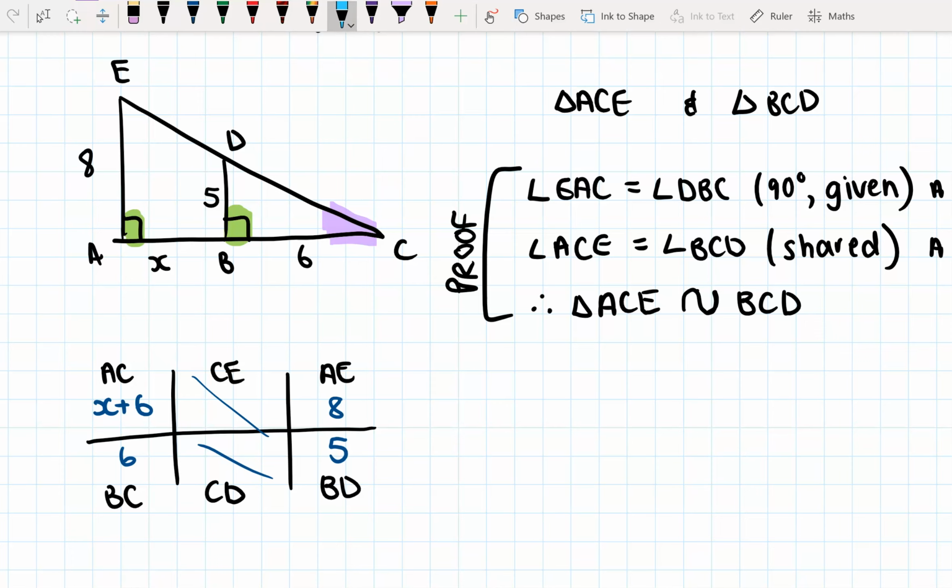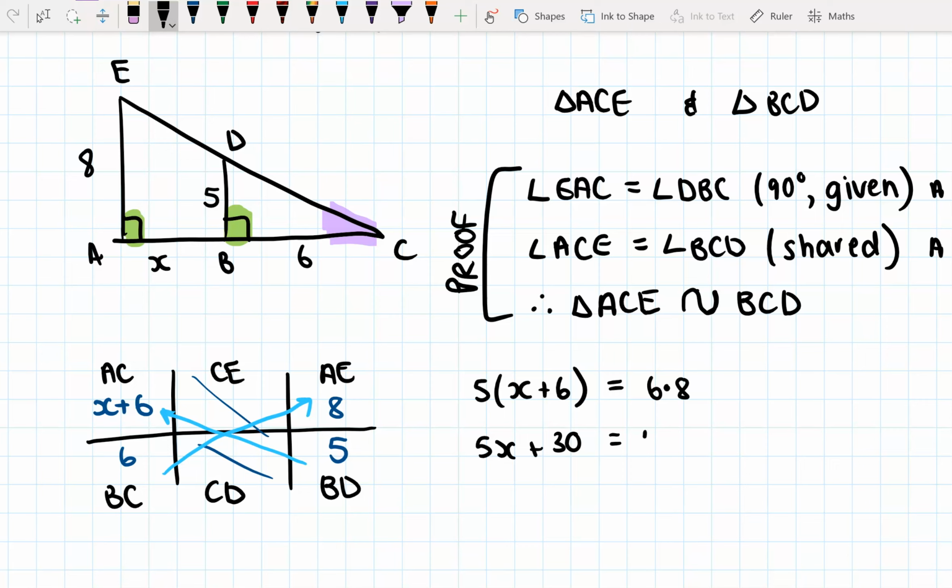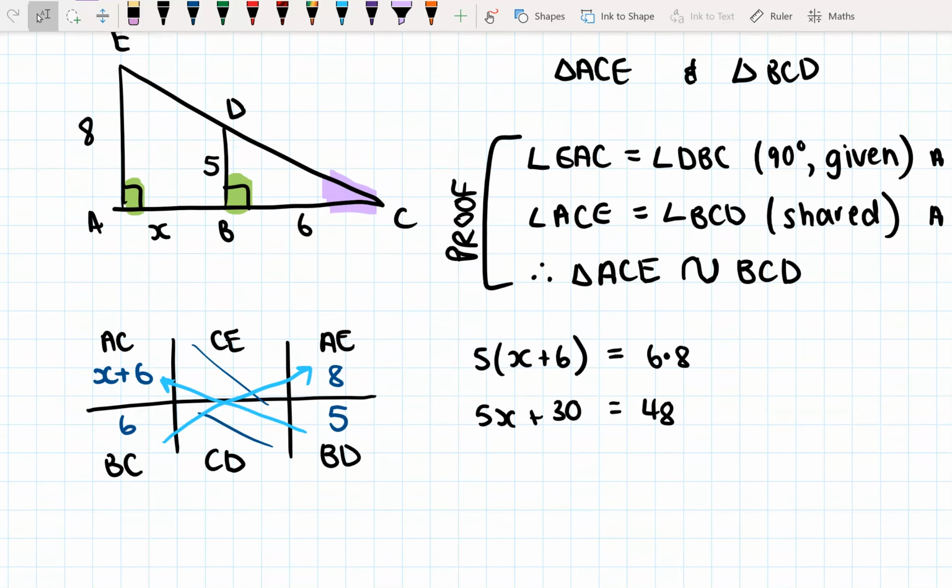So now we have a ratio table and we can cross multiply in order to calculate what we want. So if we cross multiply, we have 5 brackets, x plus 6 is equal to 6 times 8. So 5x plus 30 is equal to 48. You could also start by dividing by 5, but I find this a bit easier. Now that we've done this, we can say 5x is equal to 48 minus 30, which is 18. And x is equal to 18 over 5. In this case, it's a distance, so I probably would convert that. So we have 5 3s are 15, and there's 3 left, so 3 and 3/5. Okay, and then we found x.